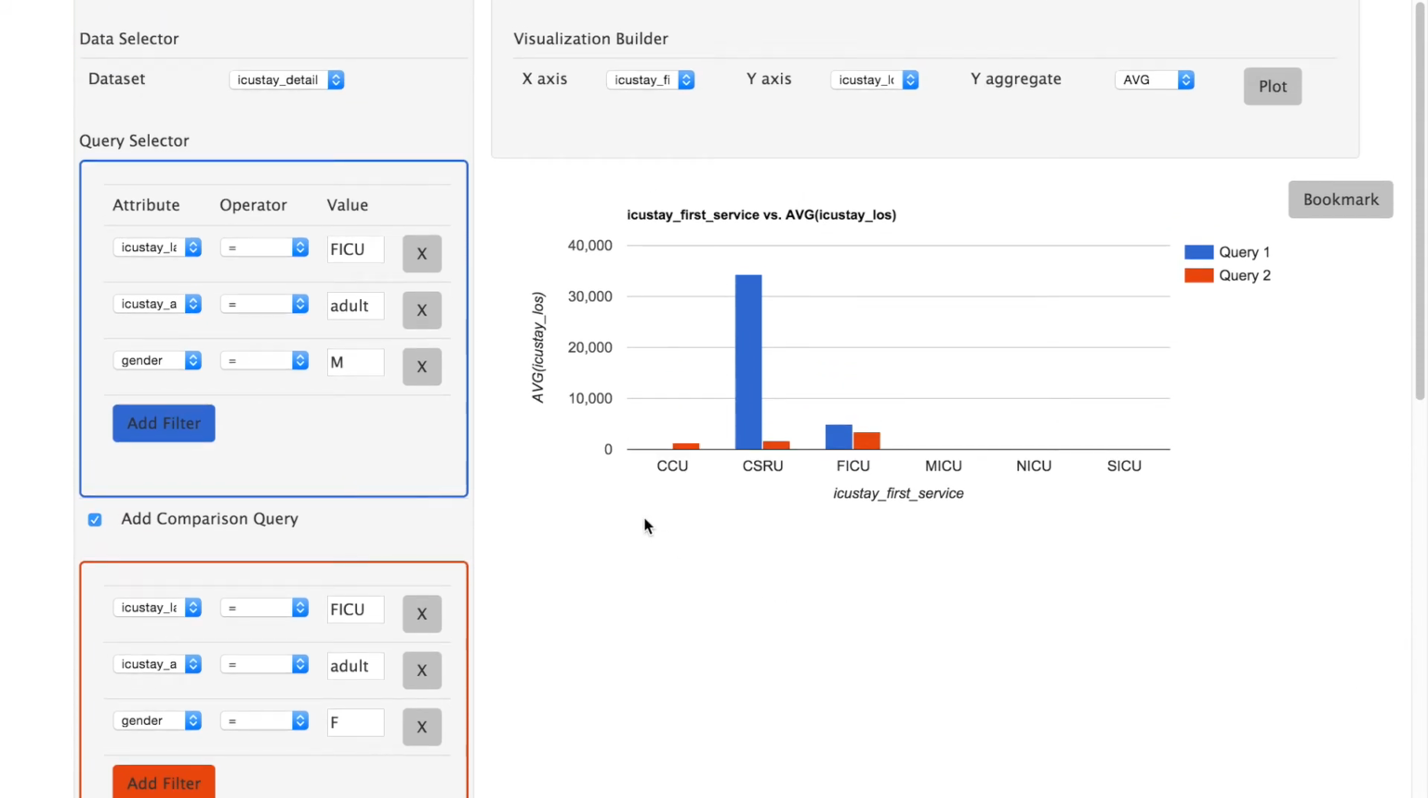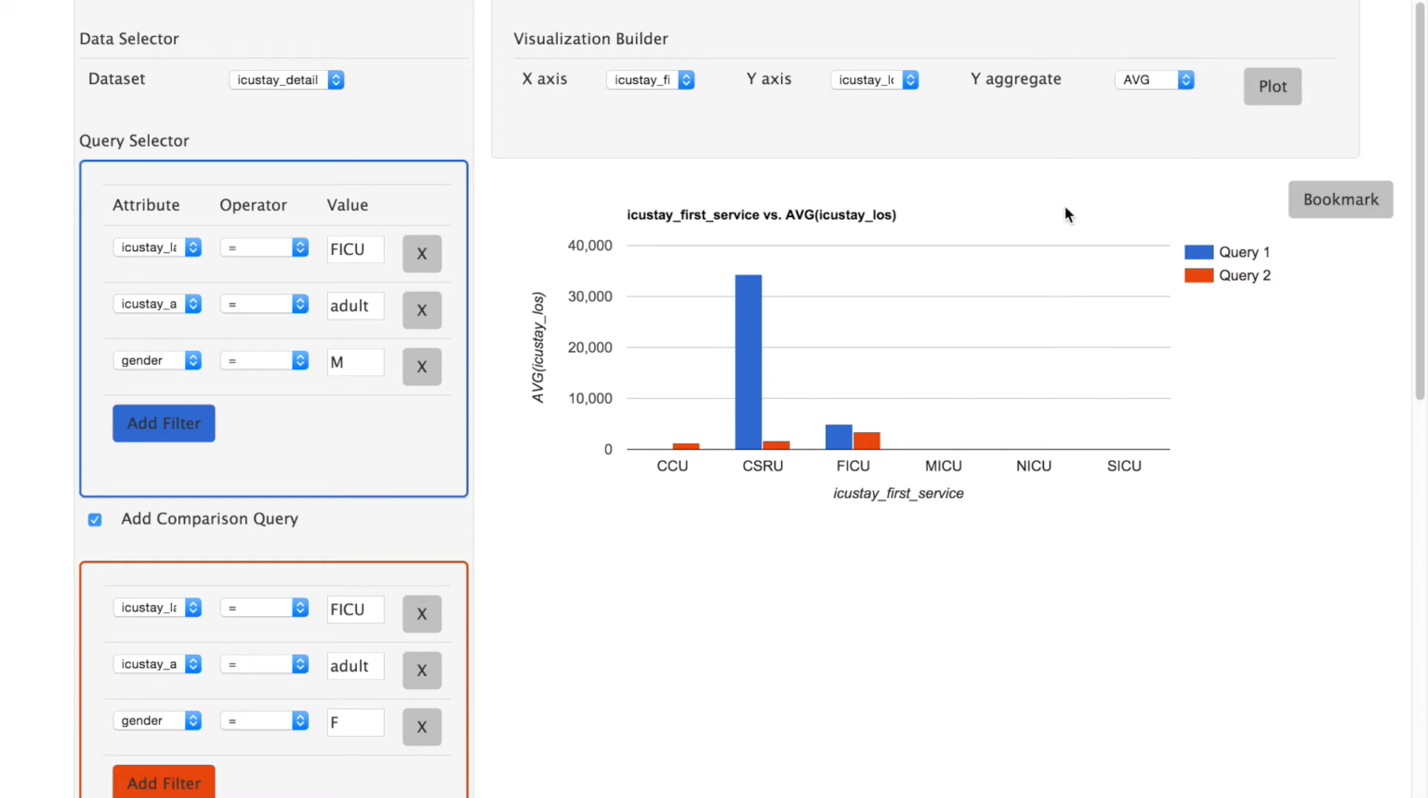Of all the other units, it seems like patients, male patients in particular, who go to the CSRU have very long ICU stays. They're in fact about 20 times longer than the stays for female patients in the CSRU. This is interesting. We also observed that for the FICU unit, the length of stays are actually pretty similar. So that makes you wonder if it is the patients whose first visit was to the CSRU and the last service was FICU are in fact skewing the whole data for male patients who were admitted to the hospital.